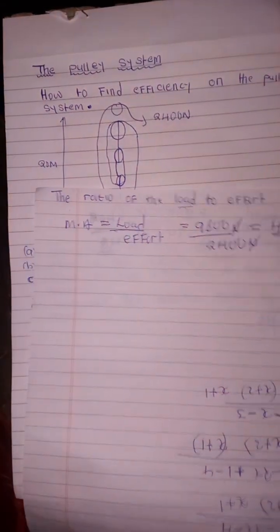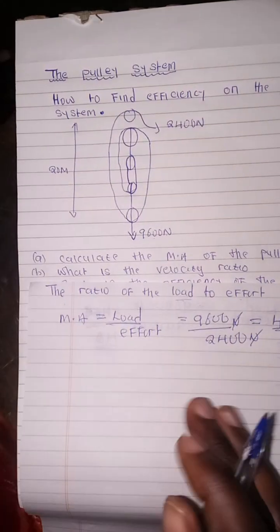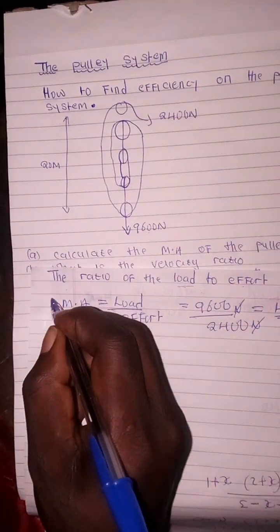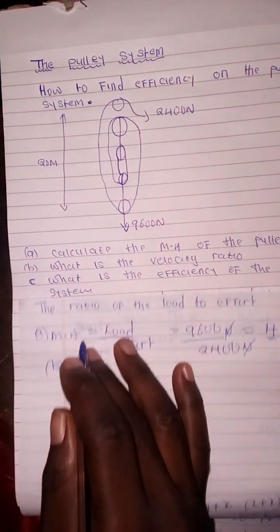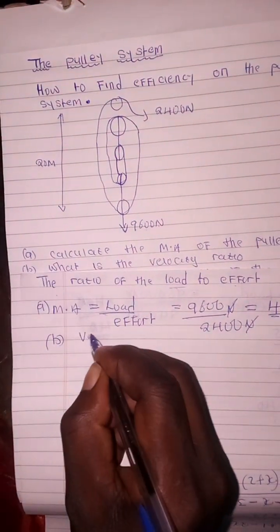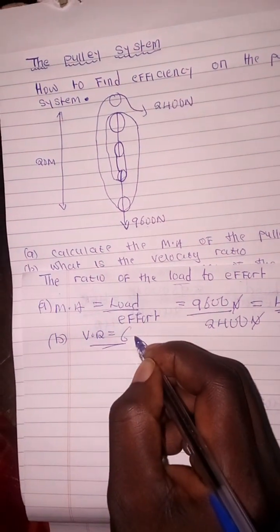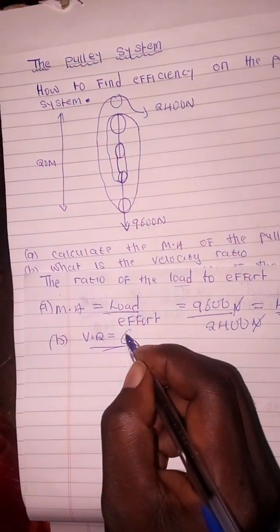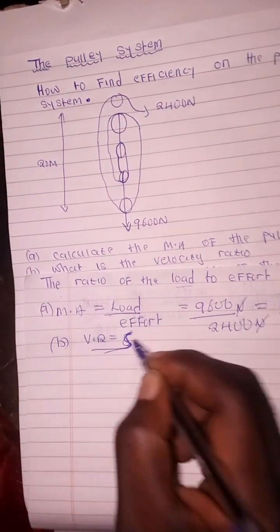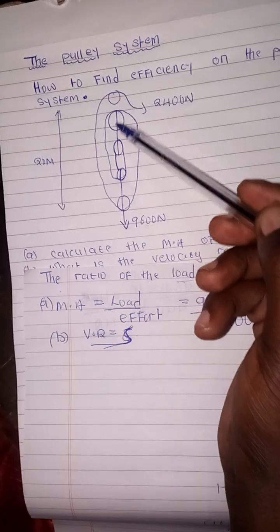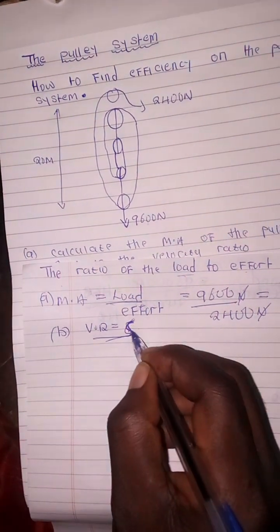Then what is the velocity ratio? So my VR, okay, this is A, this is B. So my VR is equal to 1, 2, 3, is equal to 5. Let me count. 1, 2, 3, 4, 5. So my VR is equal to 5.